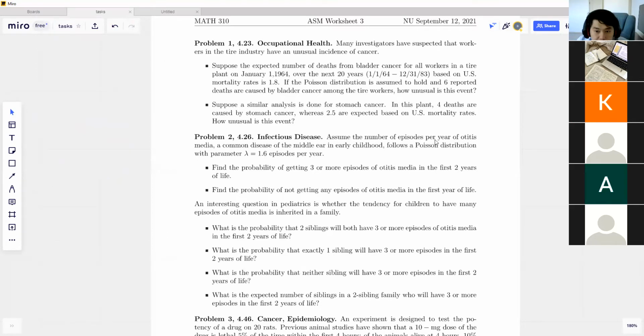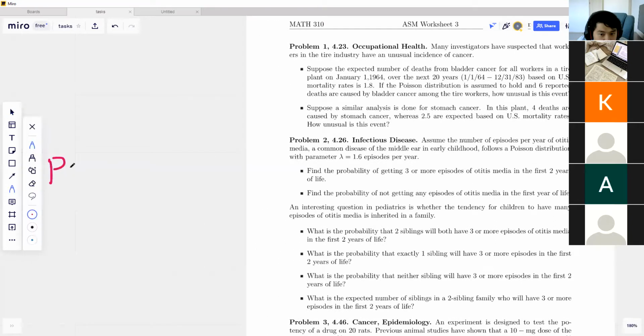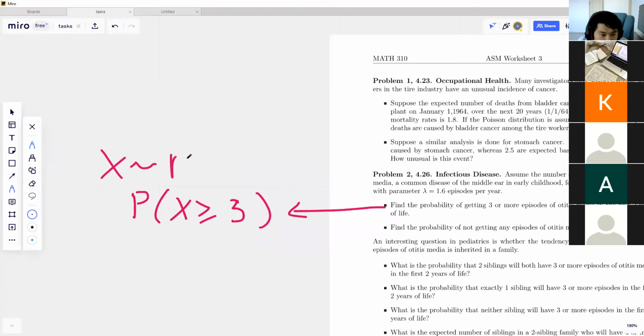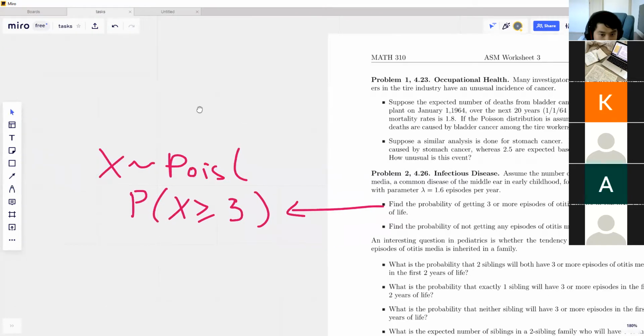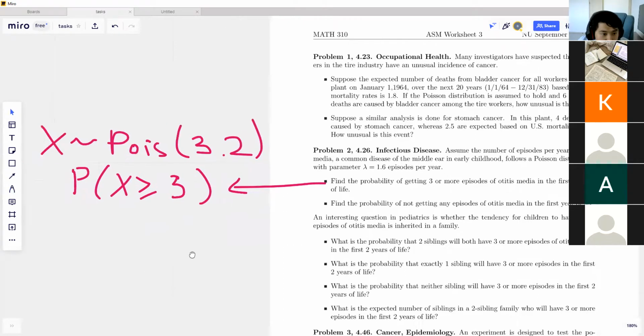Assume the number of episodes per year of otitis media, a common disease of the middle ear in early childhood, follows Poisson distribution with parameter equal to 1.6 episodes per year. Find the probability of getting 3 or more episodes of it in the first 2 years of life. So we need to find probability that X is greater or equal than 3. In first case here, our X follows Poisson with parameter lambda equal to 1.6 multiplied by 2, so 3.2. Okay, now let's calculate that.